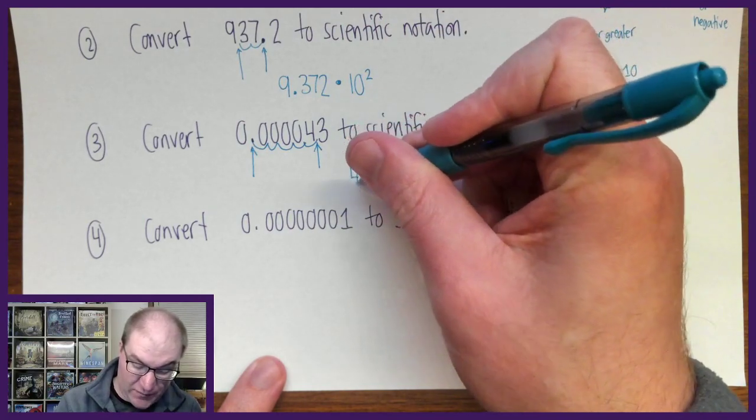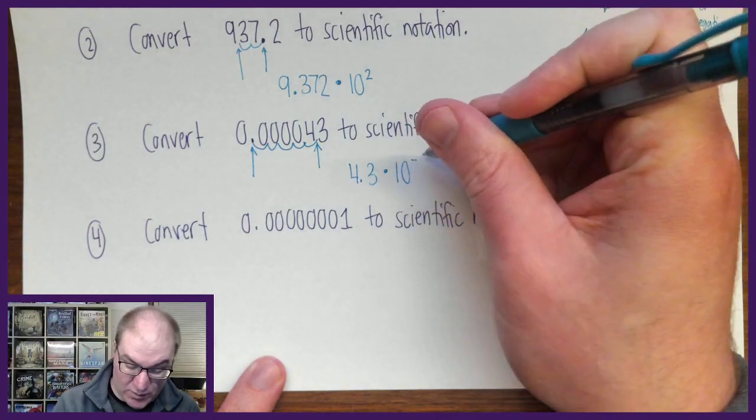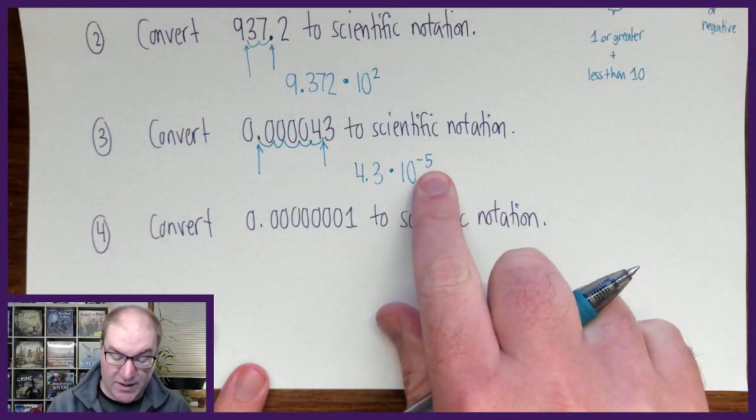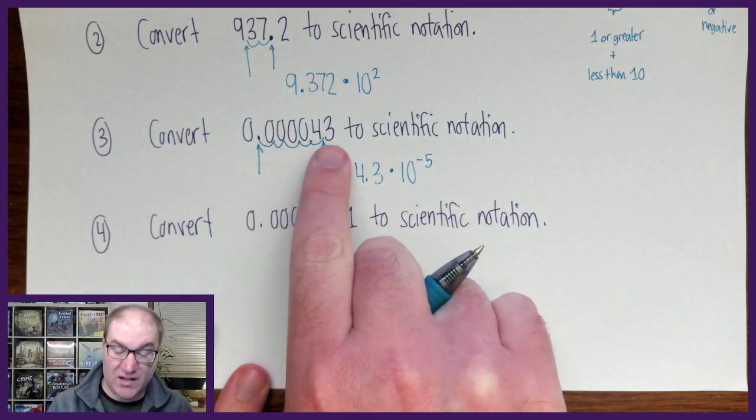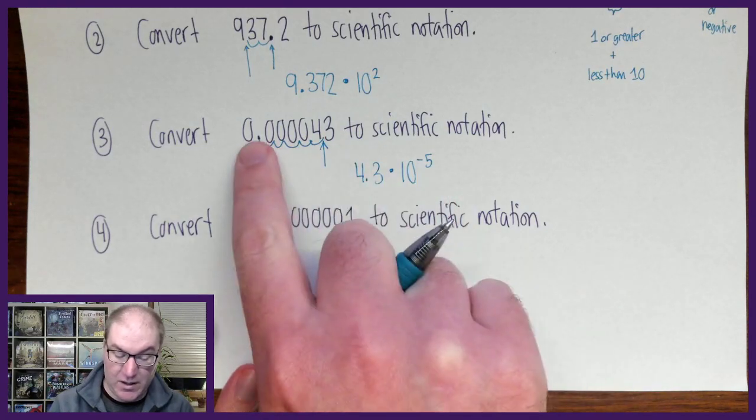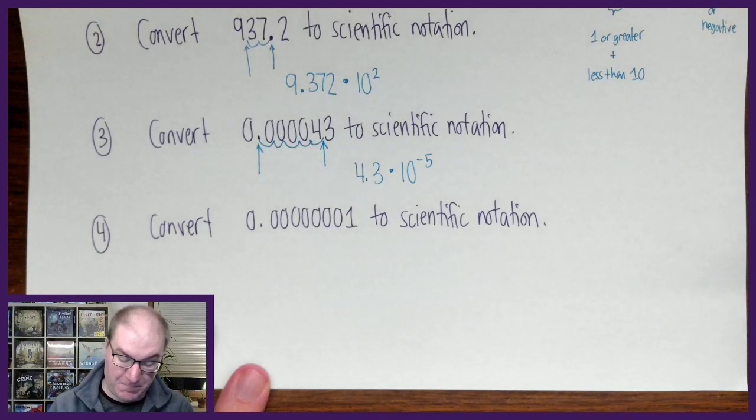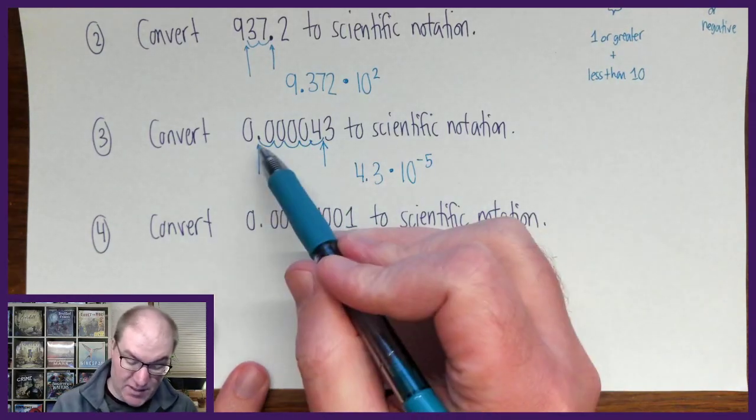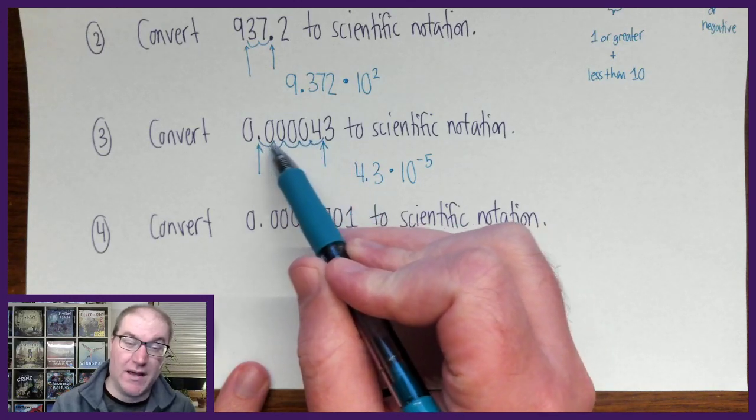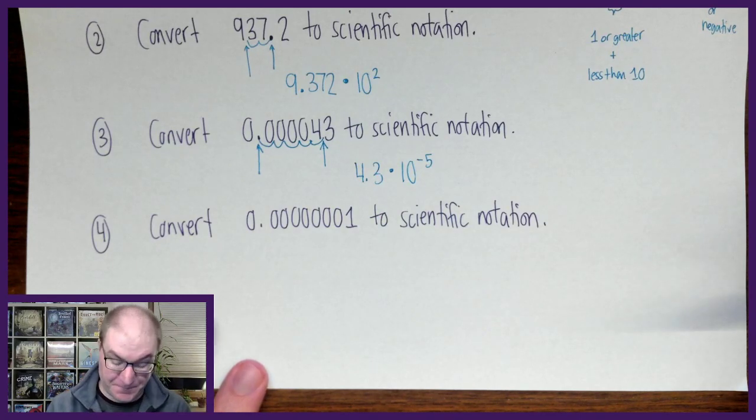So this one's going to be 4.3 times 10. Now this one is going to be a -5. A negative exponent results in a very, very tiny number. So since this was 10 to the -5th, our original number should be very tiny, and it is. That's a very small number. And another way to look at this, since I was moving the decimal this way, I was making this number greater in value. So I need to make my exponent lesser in value.